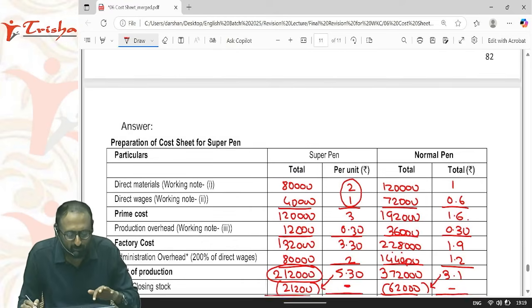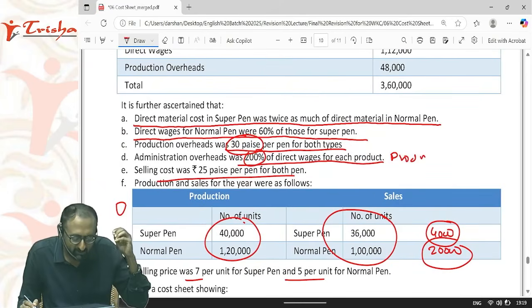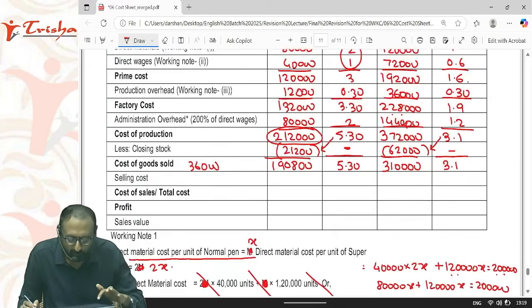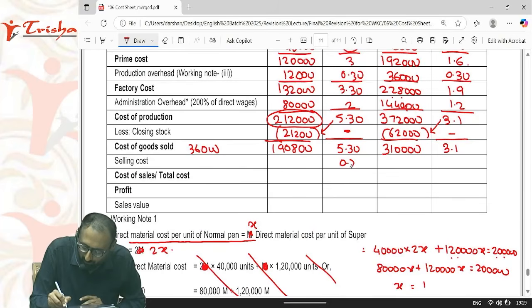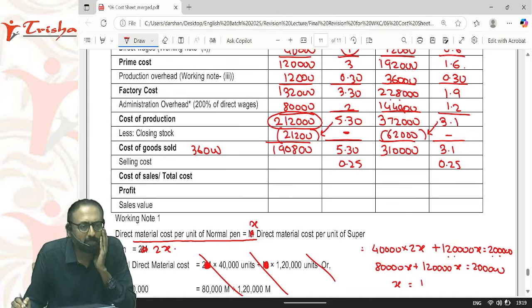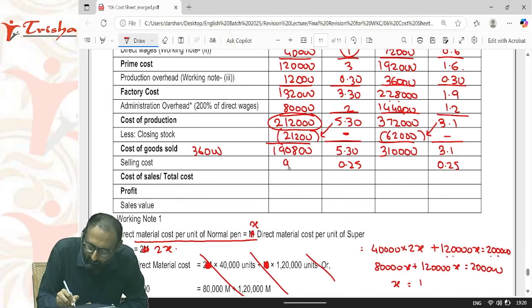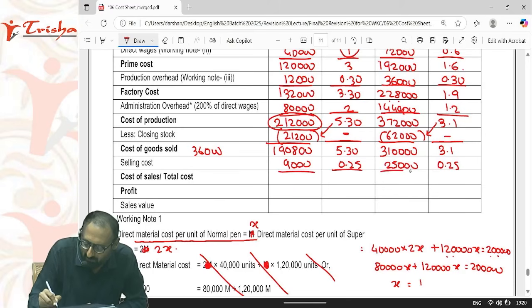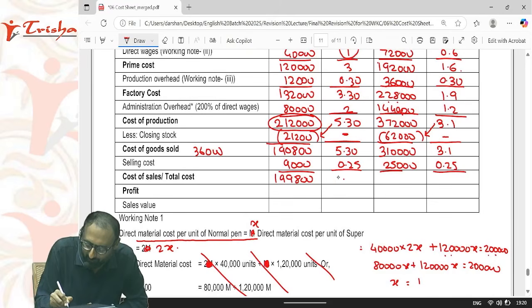Selling cost is given in the question, Prabhu. Selling cost is given in E adjustment, 25 paisa for both the pens. So 0.25, Prabhu, 0.25. Don't give me wrong answer, Malik. 0.25 will be multiplied by what? Production quantity or sales quantity? Sales quantity. 0.25 into 36,000. Is it 9,000? 0.25 into 1 lakh. Is it 25,000? So you will get cost of sales. Sirji, cost of sale will be 199,800. Is it 5.55? Next situation, 3 lakh 35,000, Prabhu.